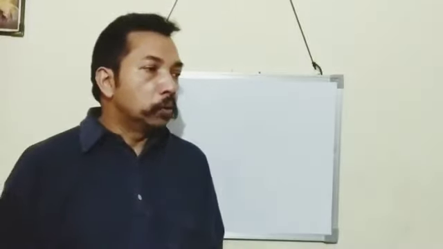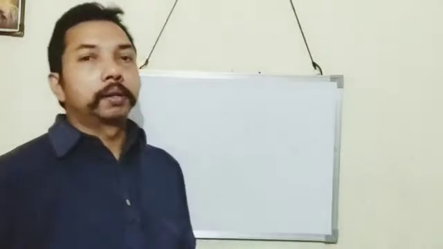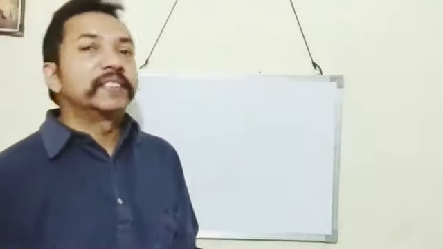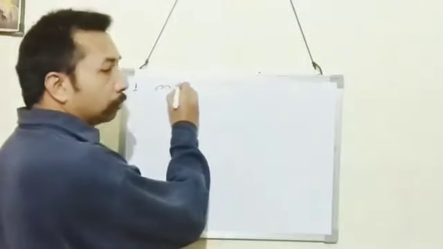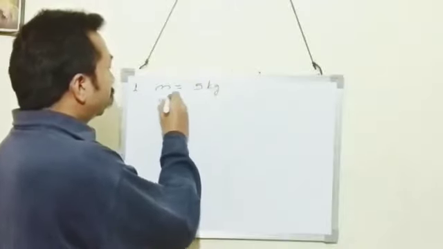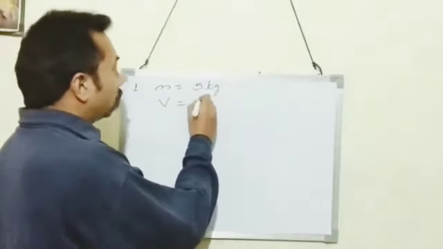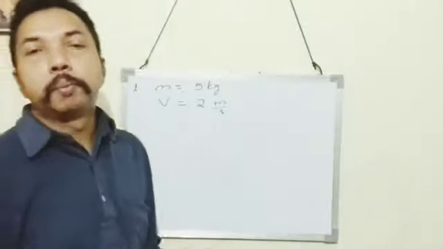First we do first question of third C exercise. Question is, a body of mass 5 kg is moving with a velocity of 2 meters per second. Calculate the linear momentum. First of all, we write what all things are given. So mass M is equal to 5 kg and velocity V is equal to 2 meters per second.